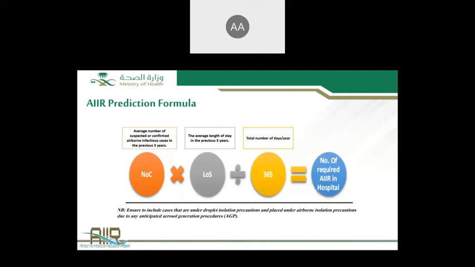This will give us, as we mentioned, the required number of airborne infection isolation rooms in the hospital. But we should mention here that if we have any case that is already under droplet isolation precaution, and at the same time is placed under airborne isolation precaution because it has an aerosol generating procedure, we should add it and include it inside the average number of suspected or confirmed airborne infectious cases. We will have some exercises about this formula next, inshallah.